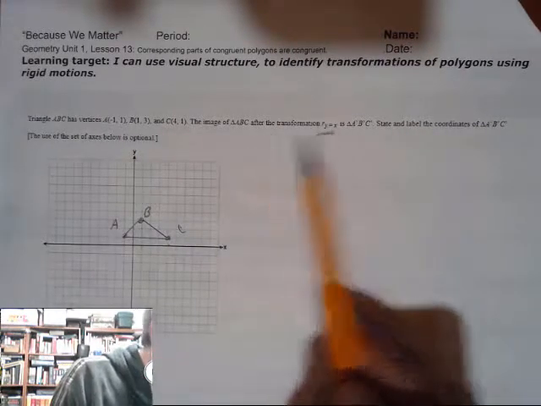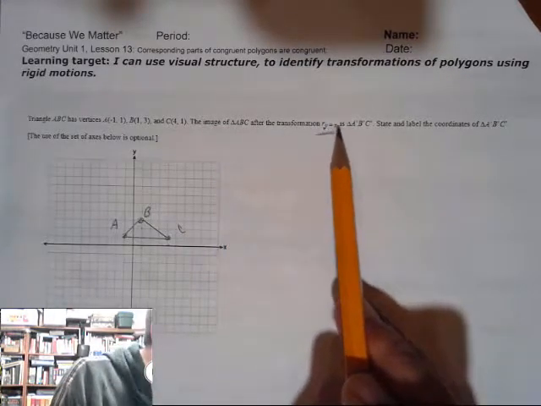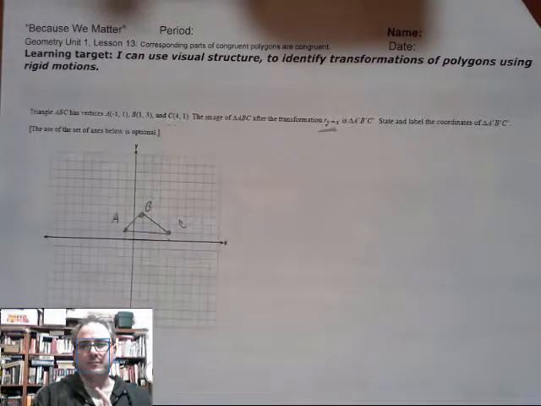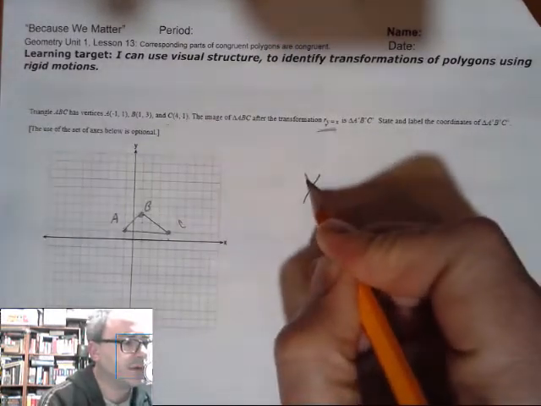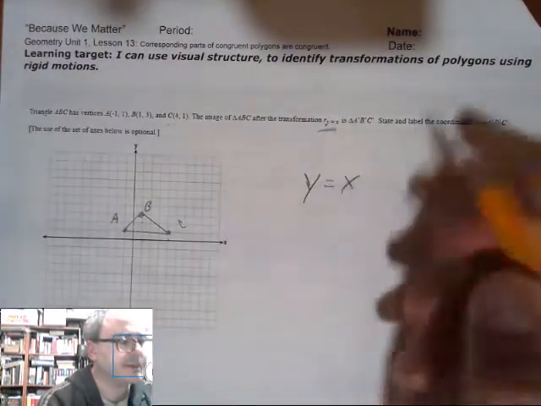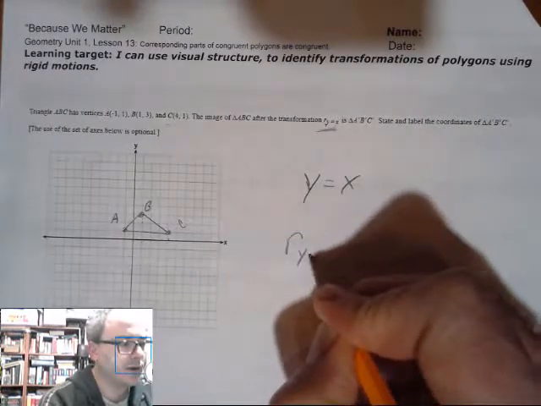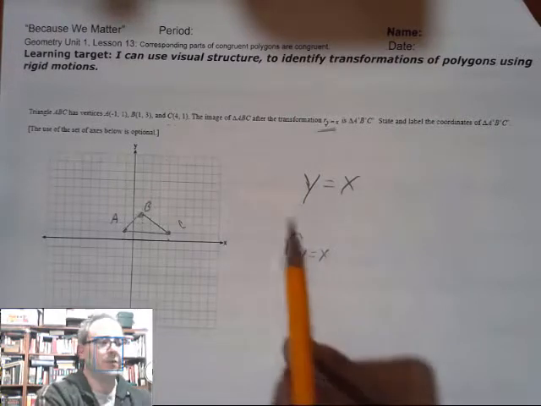So it says, after the transformation, we have a little r, y equals x. So the little r means reflection, and it means reflect over the equation y equals x. What is the equation y equals x? So if I just make this bigger, it's lowercase r, y equals x. All right. What is that?